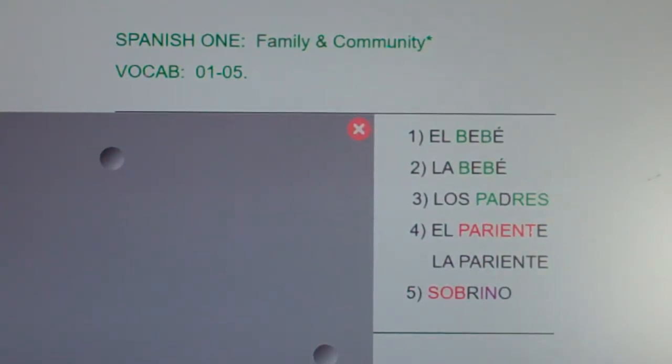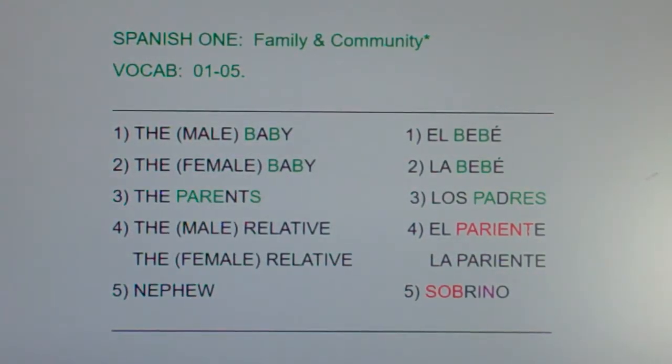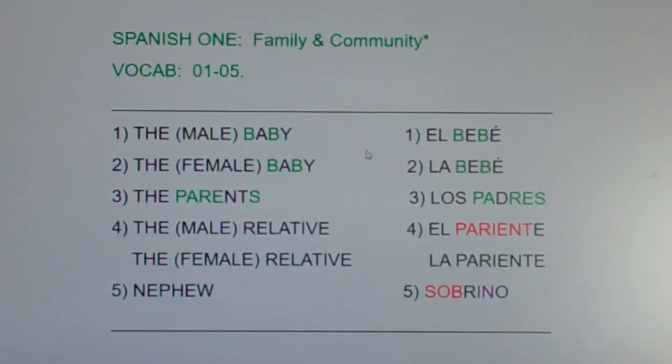Spanish 1, Family and Community, Vocab 1 through 5. I'm going to say each of these words in English then Spanish and then clap. And after I clap, I'd like you to repeat both the English and the Spanish with me.